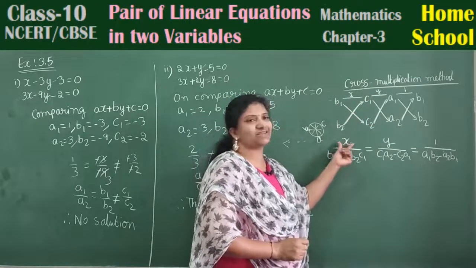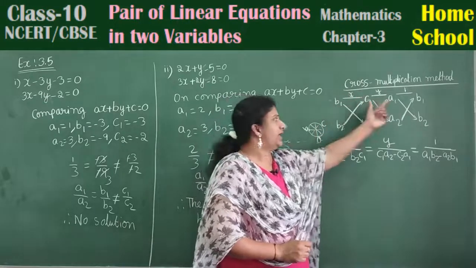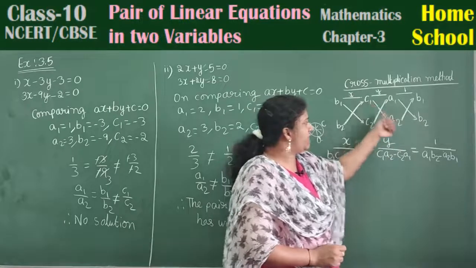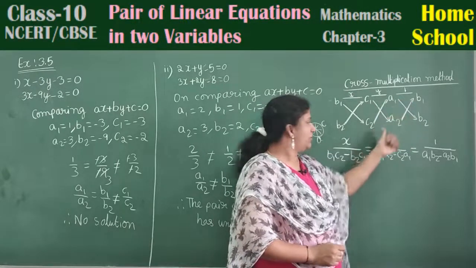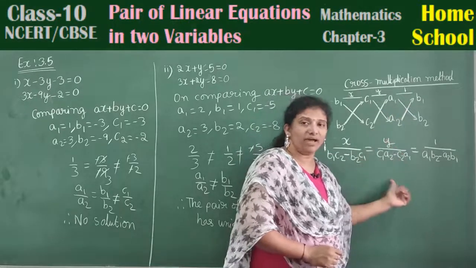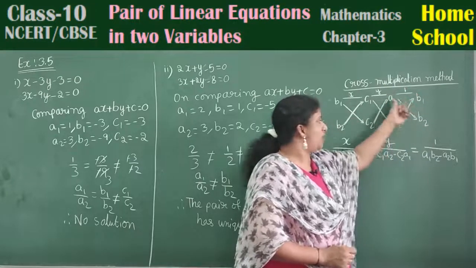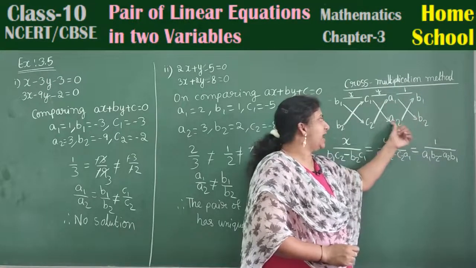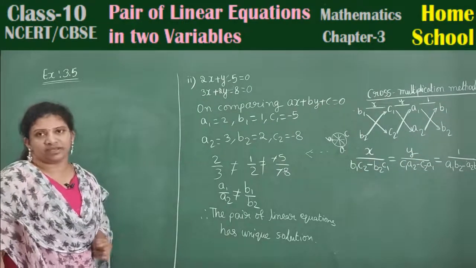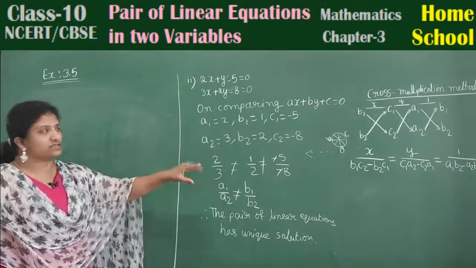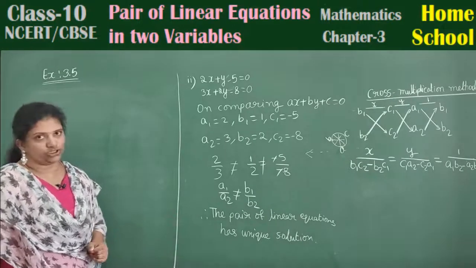Okay, that is what x by you need to write. Here you need to mark x. Then next, C1 A2 minus C2 A1. That you need to write with y by is equal to 1 by A1 B2 minus A2 B1. Okay, we are ready with the cross multiplication method. We are going to apply this method for this problem because it has a unique solution.